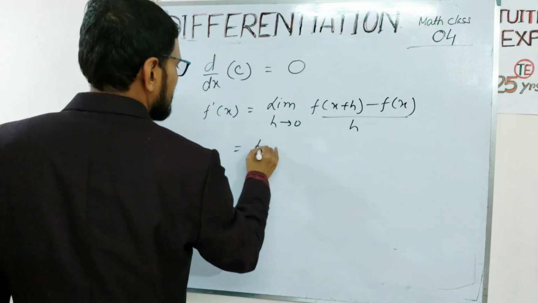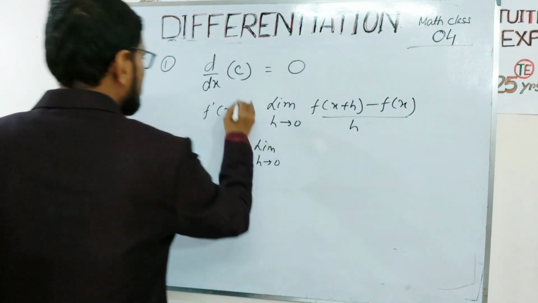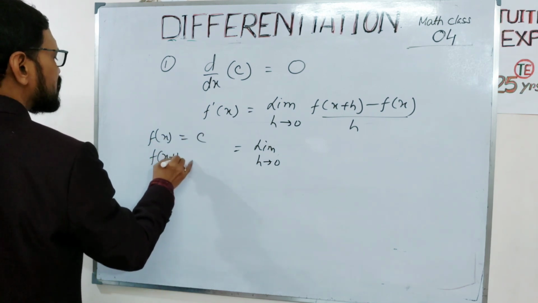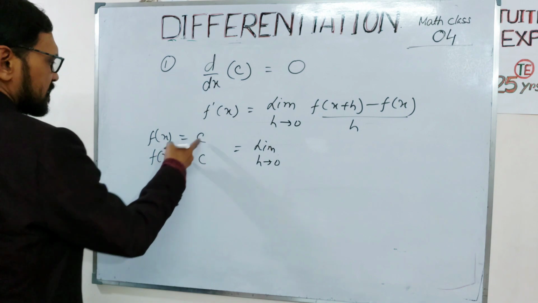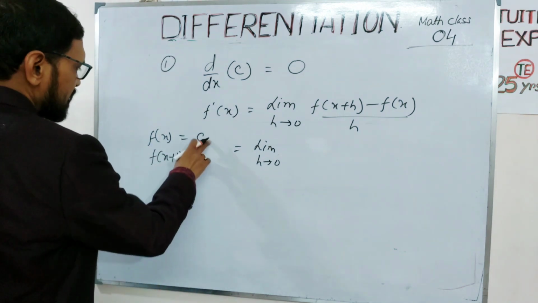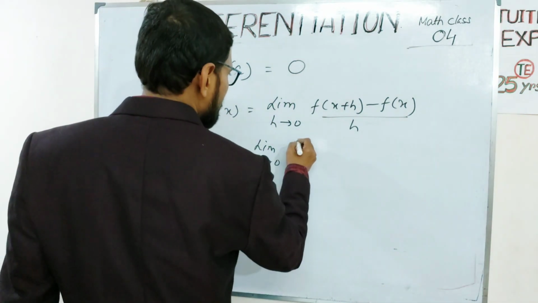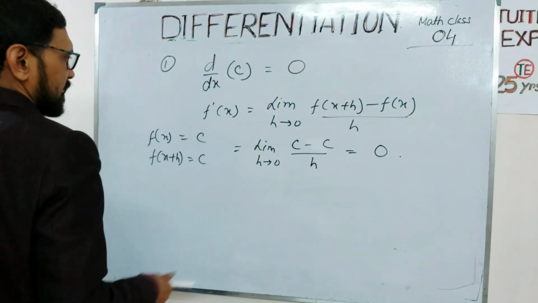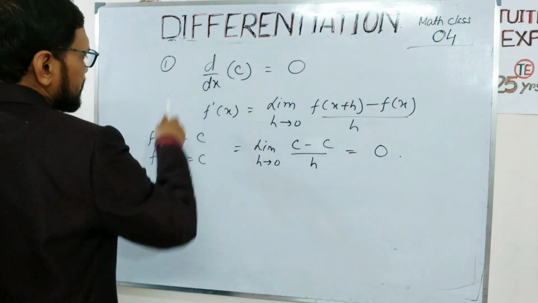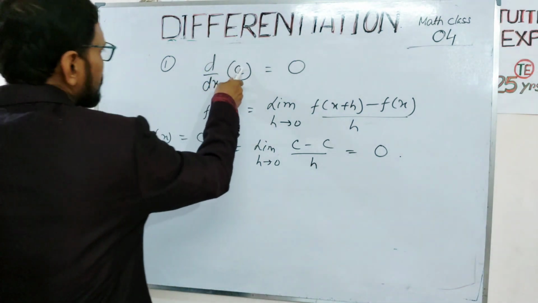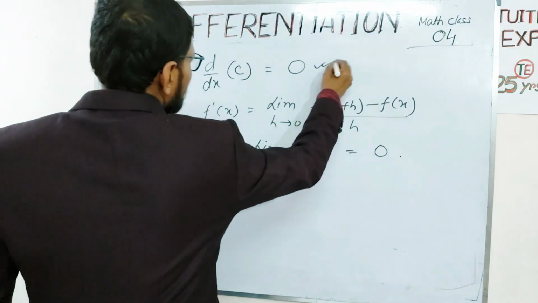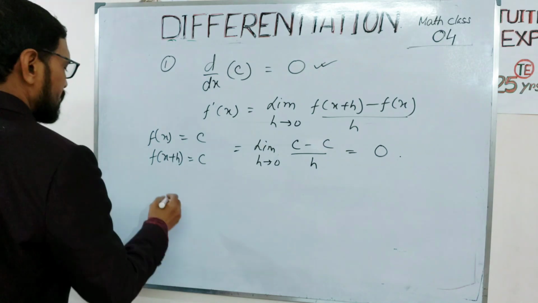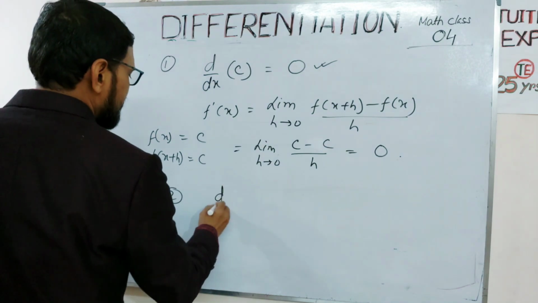Okay, now as the function here is f x equal to c, so f of x plus h is also c, because a constant function is always constant. So f of x plus h will be c, and c minus c by h becomes 0. That is, the change of the constant function is 0, so by the concept and definition of a constant function this becomes 0.